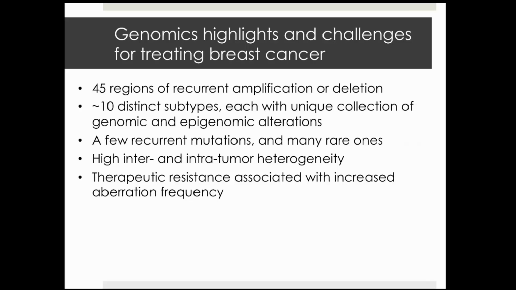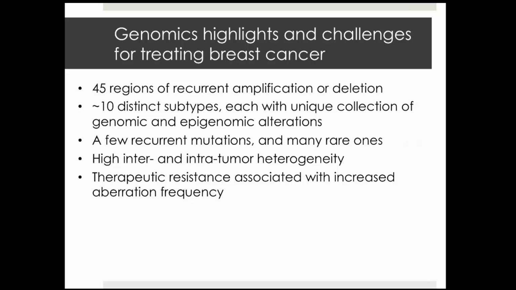and many hundreds more that are mutated in just a handful of patients. There's also a fair degree of high inter- and intra-tumor heterogeneity, which has implications both for advancement of the disease as well as treatment of the disease. And therapeutic resistance is associated with increased aberration frequency. So all of these observations from TCGA, as I mentioned, lead to additional questions about what we do now that we know all of this. How do we best approach trying to understand it, and then trying to manage the disease and best treat the disease as well.